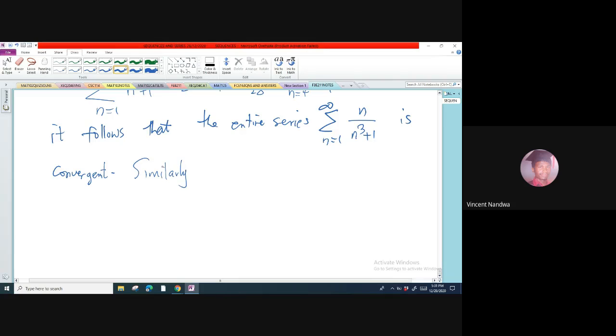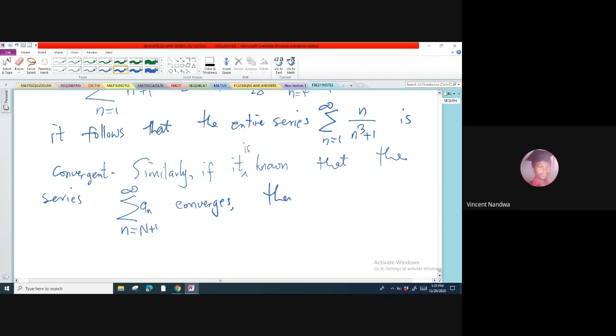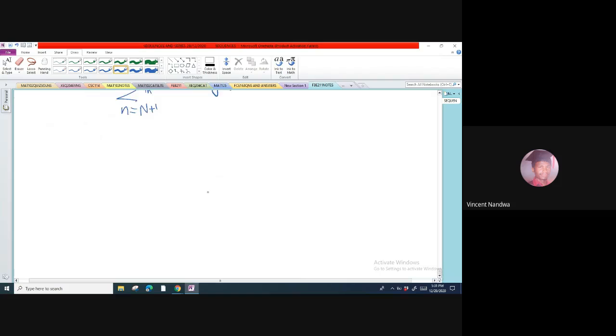Similarly, if it is known that the series converges, then the full series, summation n from 1 to infinity, is also convergent.